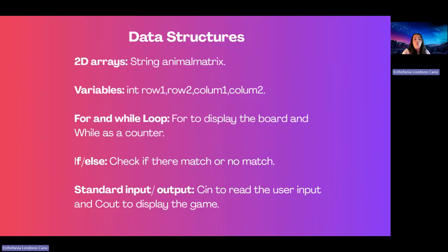I also use for and while loops for displaying the numbers on the board, and while is our counter. So what does the counter do? The counter is counting the times you get a match or no match. So it's counting every time. If else, if our user chooses the matching cards or he didn't make any match. And our standard input and output, so our player can type numbers and the program is going to display the answers.